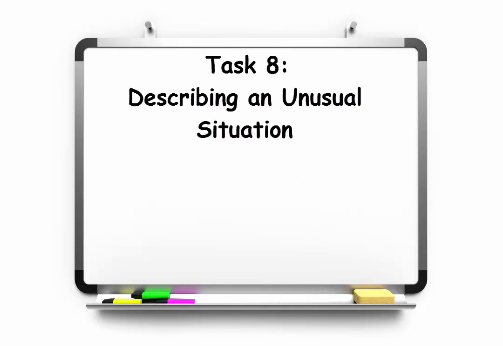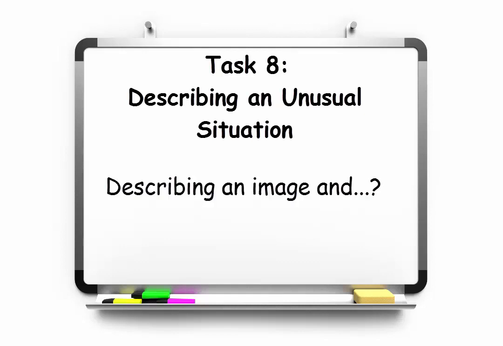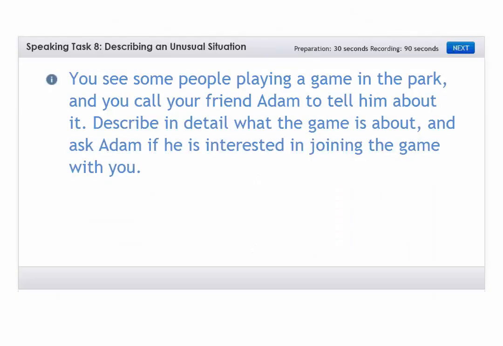Okay, on to task 8. In speaking task 8, describing an unusual situation, you may be asked to do more than just describe something. Let's look at this example. The instructions are, you see some people playing a game in the park, and you call your friend Adam to tell him about it. Describe in detail what the game is about, and ask Adam if he is interested in joining the game with you.